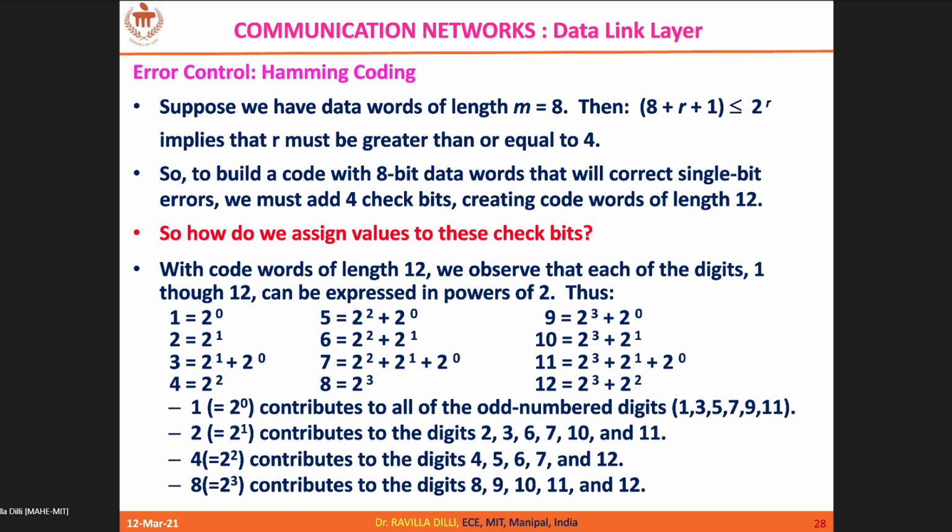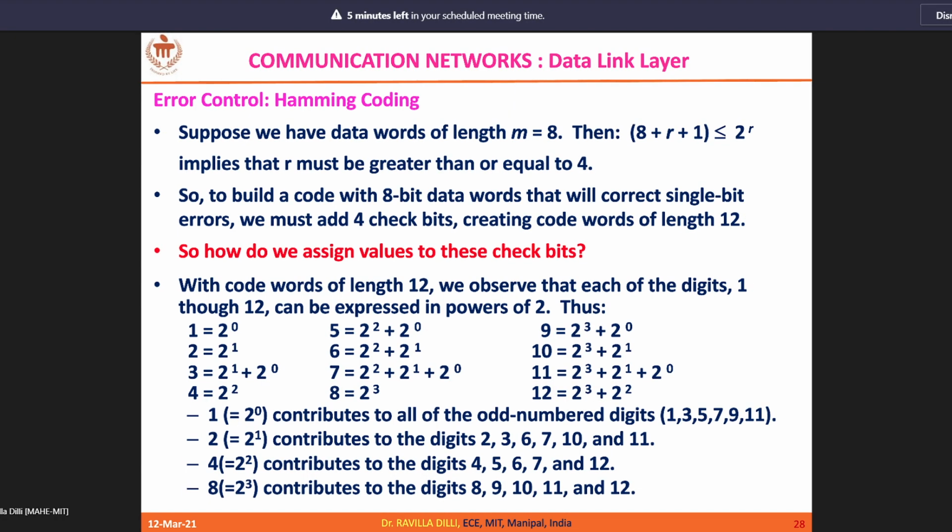Simple. Now, you try to identify what are all the numbers that have a 2 power 0 term. If you see all the odd numbers, 1, 3, 5, 7, 9, 11, they contain 2 power 0. So you group them.